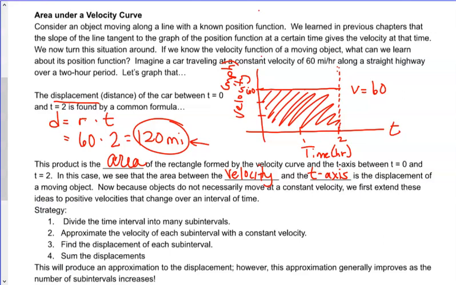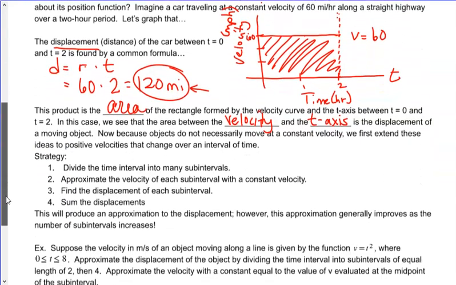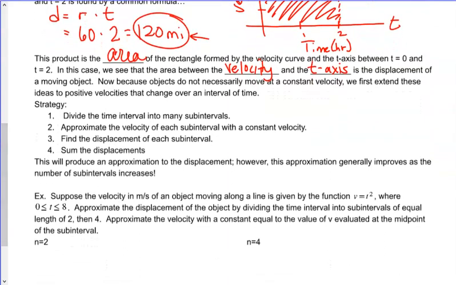So now, because objects don't necessarily move at a constant velocity, we can extend this idea to positive velocities that change over an interval of time. So calculus allows us, if I have a velocity curve that may look something like that, to find the distance that object has traveled over time by finding the area under that curve. Okay, so that is big, it's huge.